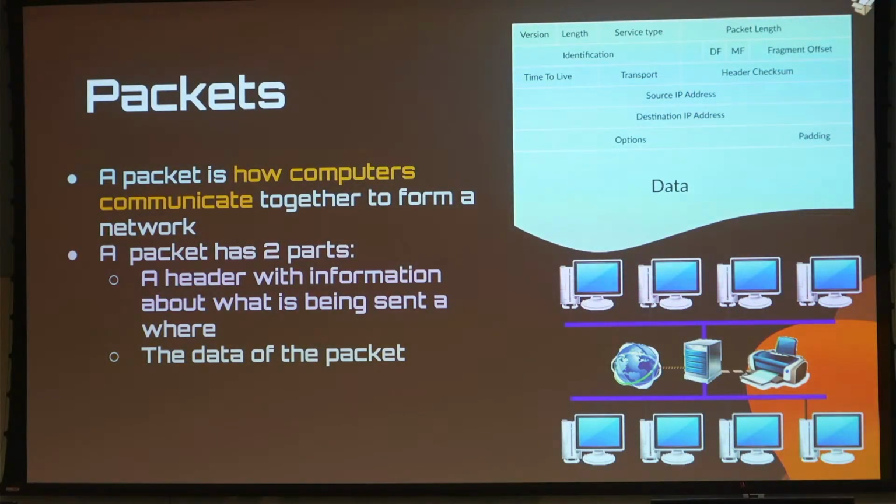If you see on the image at the top, the packet has quite a lot of information. The source IP address, for example, is where it came from, and the destination IP address is where the packet is trying to go to. And finally, that block at the bottom is the actual data. So this is how computers communicate.